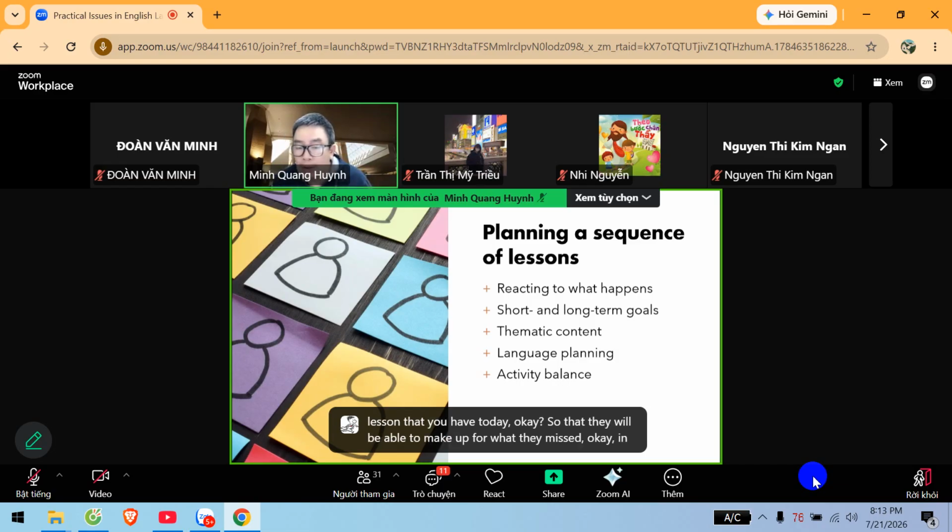And then you think about the long-term goals and the short-term goals, and whether the short-term goals and the long-term goals are in agreement with one another. So there's a rule: when you add many short-term goals together, you have a long-term goal, right? So always review the goals and see if they agree with one another. Then you have the thematic content, how the lessons are connected. Are they the same topic? Are they different topics? What have they learned from the last lesson, and what will it do to this lesson?